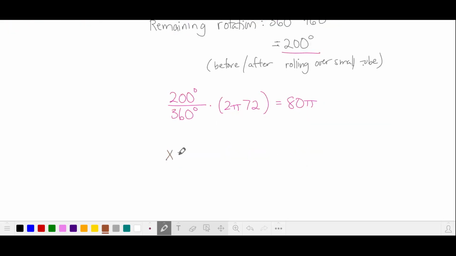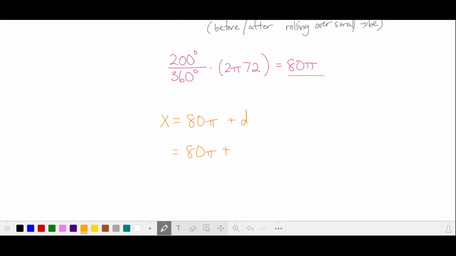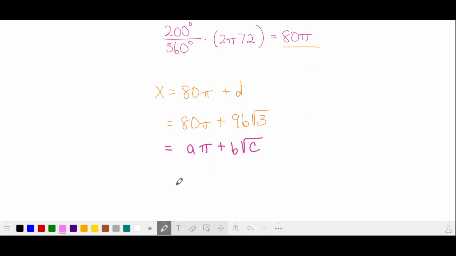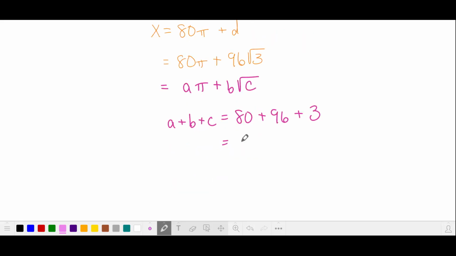So our total distance x is going to be this 80 pi plus d, the horizontal distance as it passes over the smaller tube. This was 96 root 3. We're asked for the sum of a, b, and c, and our answer is 179.